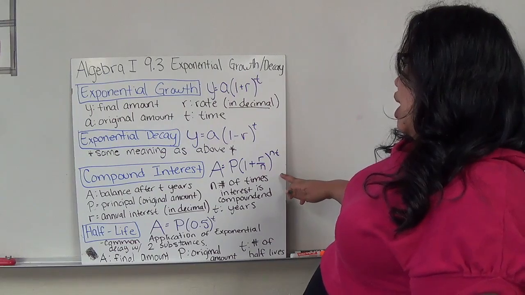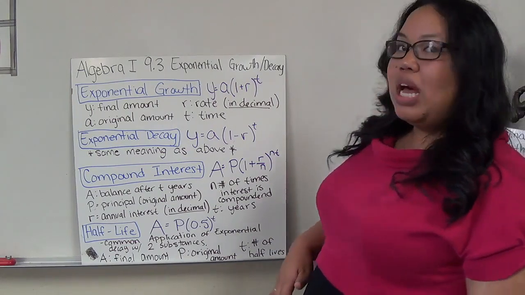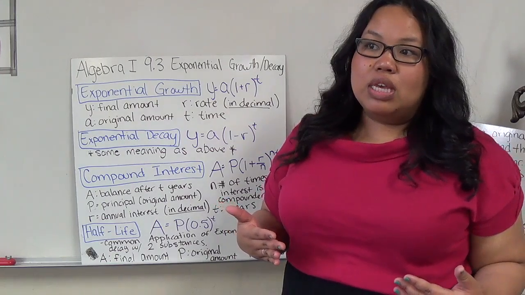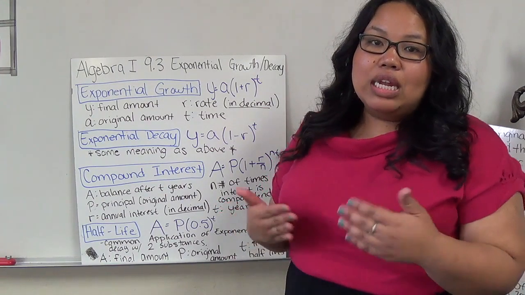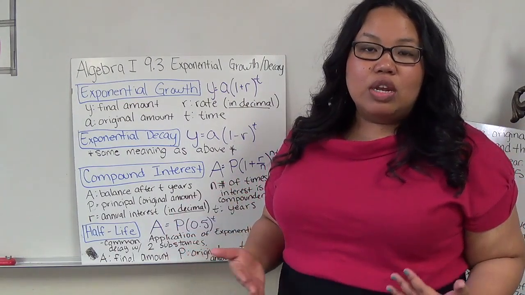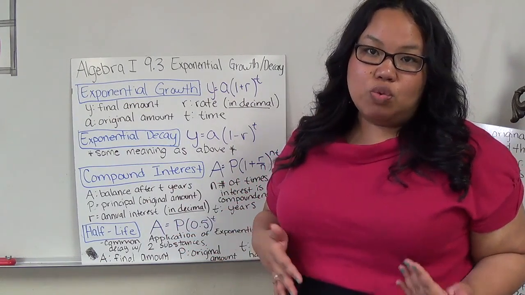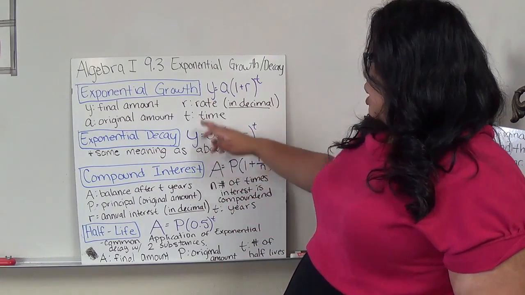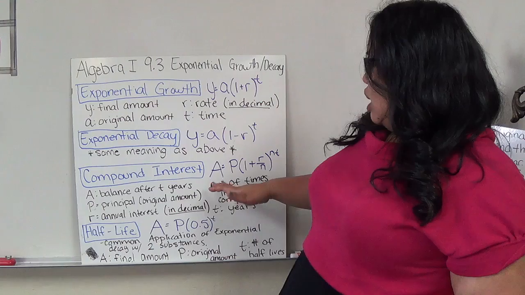Compound interest is if the interest is applied more than once in a year. So for example, if you're gaining something maybe once a month, then it would be compounded 12 times in 1 year. So everything is the same. These are the same, but these letters slightly change.